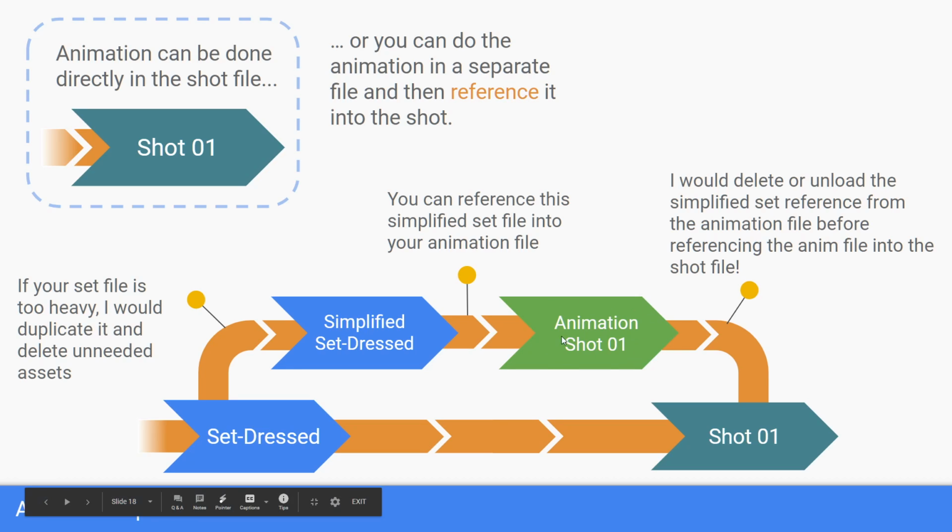Something I want to note here, so come back to this point in the video or remember this and ask me about it: it's really important at this stage that you unload or delete everything from the simplified set dressed file and only have your character or the controls or the rig. Because if your set dressed file is going into your shot file, and this simplified set dressing file also comes back into the shot file, then you have duplicates coming into the same file. So when you're done doing your animation, you can unload everything that you don't need. You don't need any of those environment assets when you're referencing into the shot file.